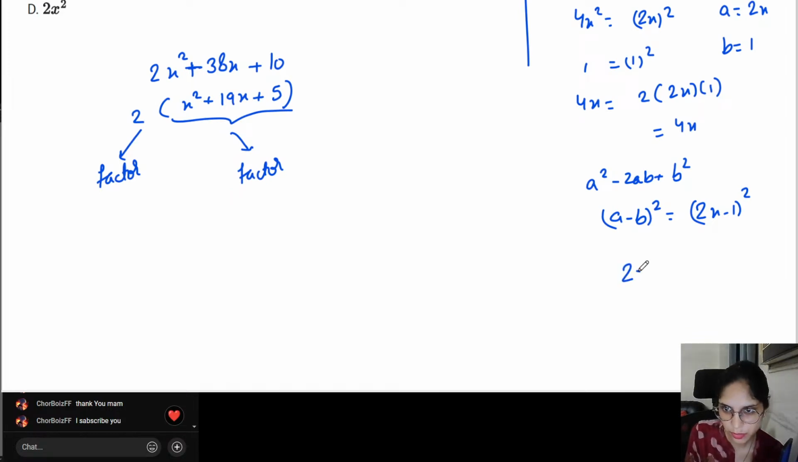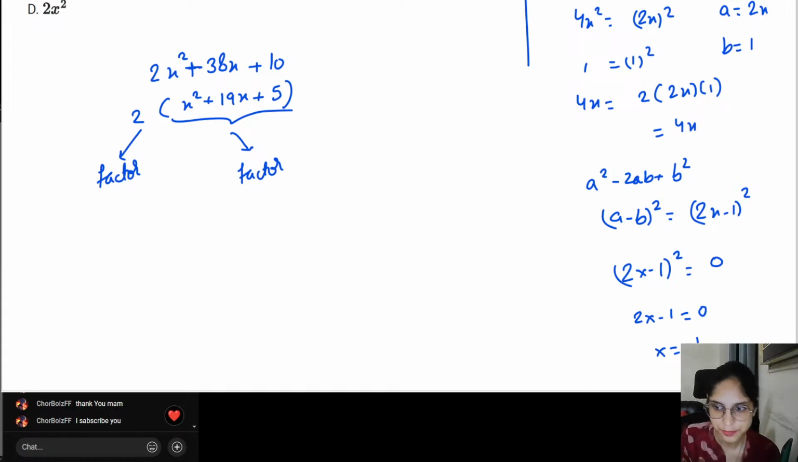Now you have 2x minus 1 whole square is equal to 0. 2x minus 1 is 0. So from here x is 1/2. So x का वैल्यू will be 1/2.